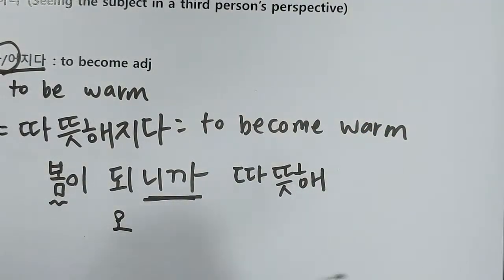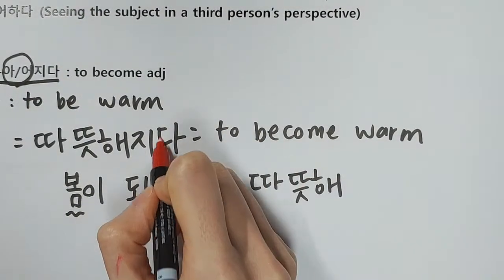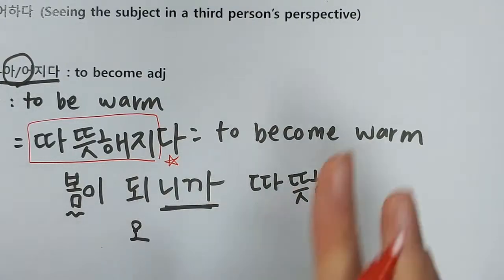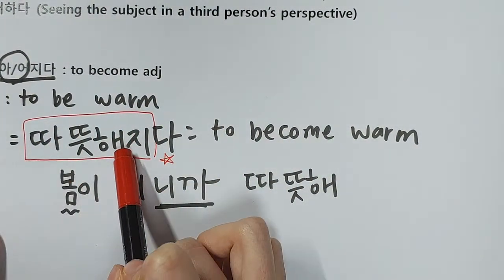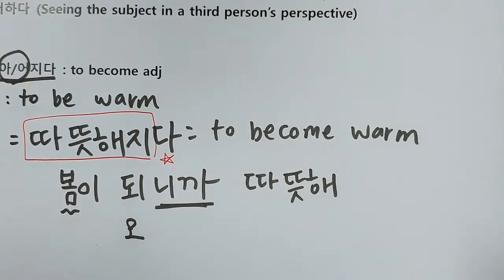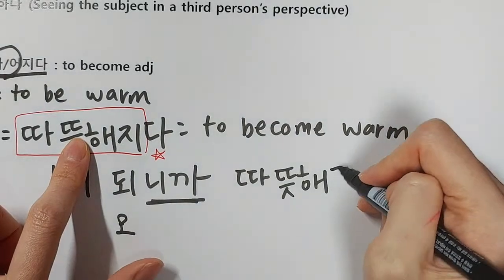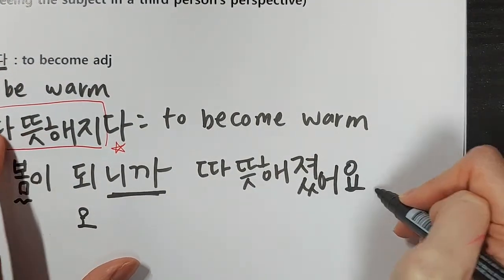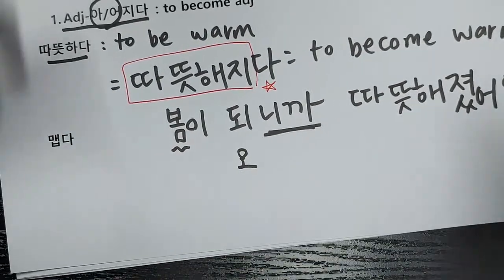So as we can see here, guys, 따뜻해지다 in and of itself is now a verb. So we can safely say 따뜻해지 is the stem of 따뜻해지다, right? This verb can be conjugated in present tense, past tense, and future tense following the corresponding rules. And if you want to conjugate 따뜻해지다 in past tense, it would become 따뜻해졌어요, right? 봄이 되니까 따뜻해졌어요. So that's how you would say it.